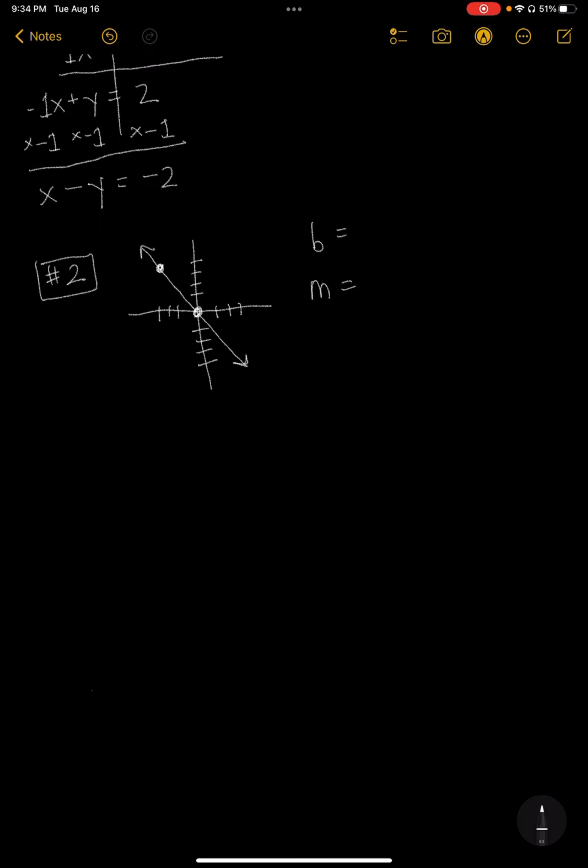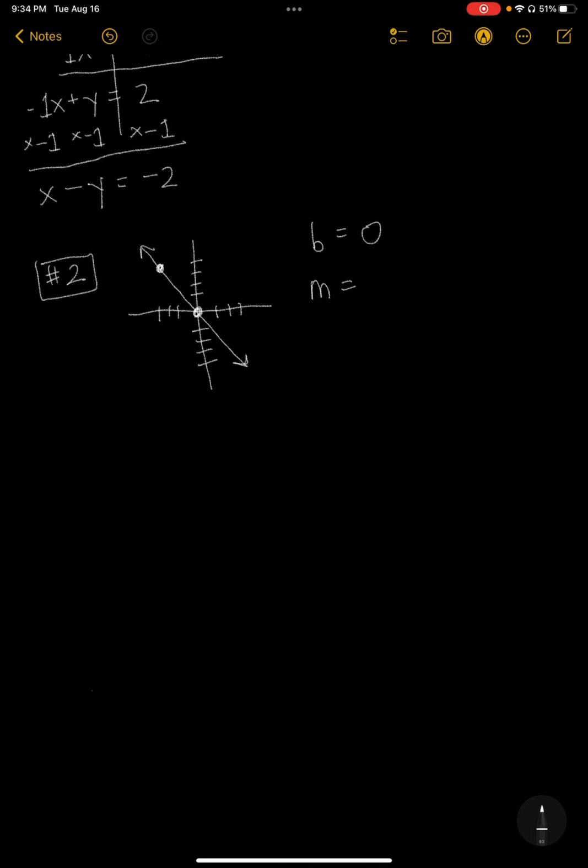Now the y-intercept is really easy to find. It's where it crosses the y-axis. It crosses the y-axis at 0, which means my y-intercept is 0. Now your slope, you have to pick 2 points, which I've already done for you. And we've got to find the rise and run. If you notice, this graph is going downhill if we're looking at it from left to right, which means that it's going to be a negative slope.